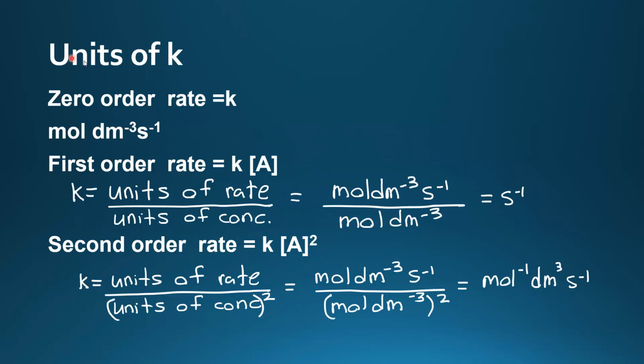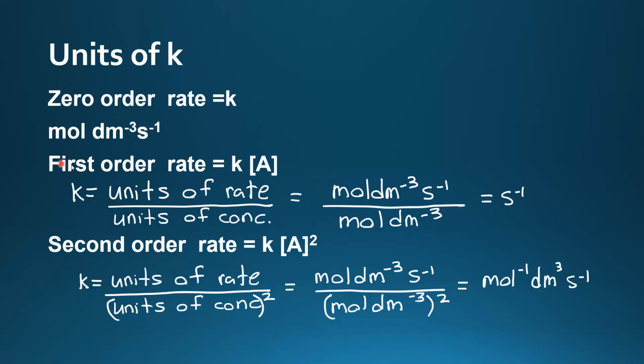Next we look at units of k. So for a zero order reaction, the rate is equal to k. And the units of k for a zero order reaction are the units for rate. And here are the units for rate of reaction: mole per decimeter to the negative 3, second to the negative 1. So that's for a zero order reaction.